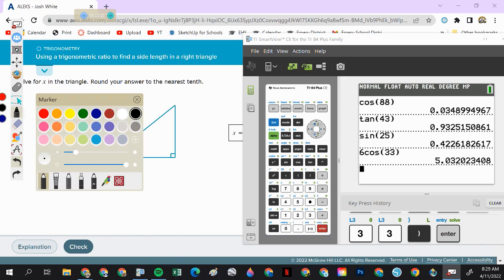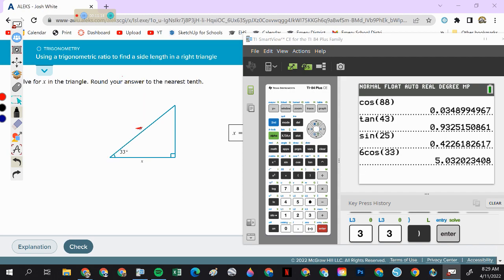So let's say this is 60 degrees. Let's say we had 15 and x. Which trig ratio am I going to choose? Sine, cosine, or tangent? So I know the opposite side and I'm looking for the adjacent side. So that would be tangent. The tangent of 60 is 15 over x.